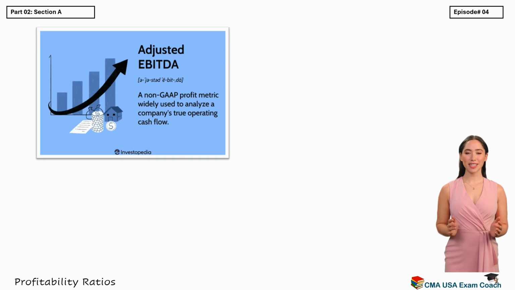Now that we've understood EBITDA, let's move on to the EBITDA margin ratio, and see how it fits into profitability analysis. The EBITDA ratio focuses on the company's core profitability by removing non-cash expenses like depreciation and amortization, as well as interest and tax effects. It's especially useful for comparing companies across different industries or capital structures.